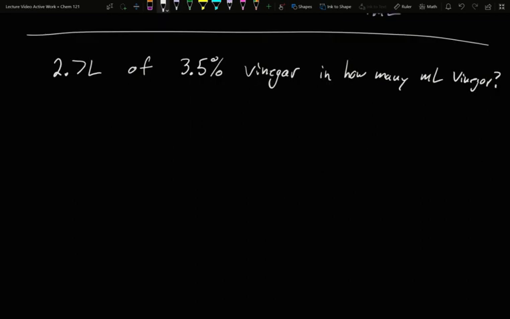All right, second practice problem. I've got a 2.7 liter jug of 3.5% vinegar. So 3.5% vinegar is the normal home purchased vinegar. You can get a little more concentrated, but this is your standard off-the-shelf vinegar solution. So if you ever had vinegar, it's actually mostly water. How much of that giant bottle is actually vinegar? So in this 2.7 liters, how many milliliters of vinegar is present?